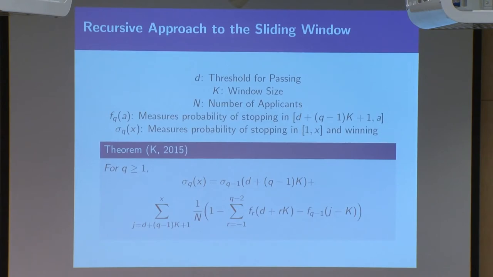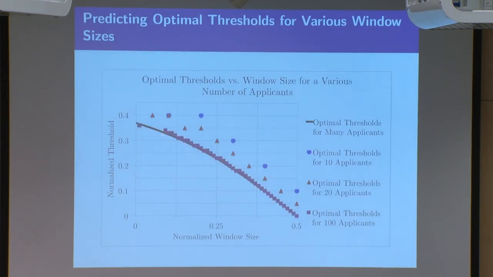And with this recursive relation, we can come up with a formula that gives us a probability of winning in a certain range of indices given an arbitrary threshold and arbitrary window size. And now we want to find the threshold that maximizes the probability of winning for different window sizes. So what we do is convert this sum right here into an integral by approximating this solution for a large number of applicants. And once we do that, we get this black curve that describes the optimal thresholds for different window sizes analytically.